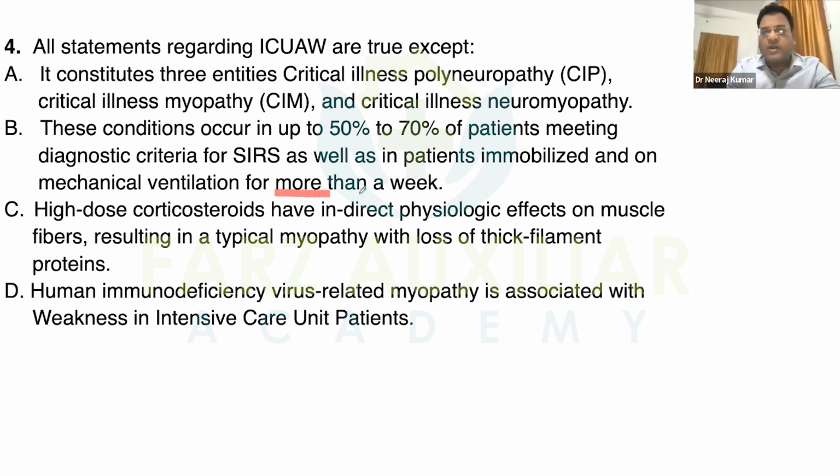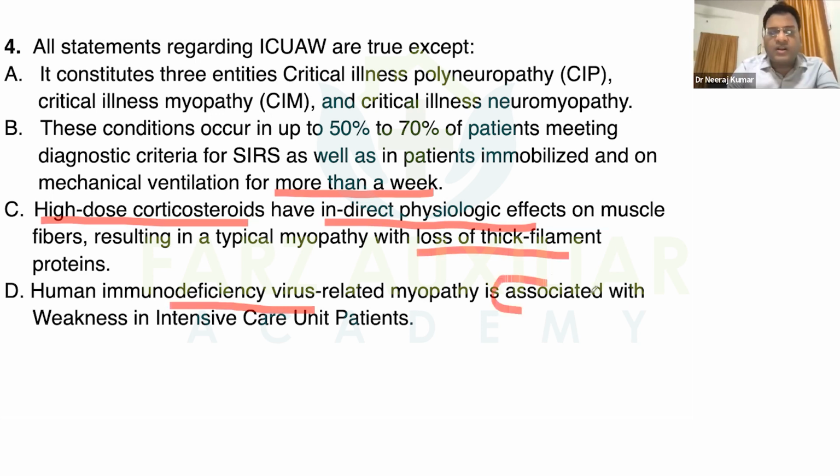So this must be one of the criteria, whether this criteria is there or not. If a patient requires mechanical ventilation for more than 1 week, you can tell a definition like ICU-associated weakness. Second, if the patient is receiving a very high dose of corticosteroids, whether it has some indirect physiological effect on the muscle fiber, because of indirect physiological effect on the muscle fiber, typical myopathy with loss of thick filament protein is there. And last option, HIV or human immunodeficiency virus associated myopathy is associated with weakness in intensive care unit patients.